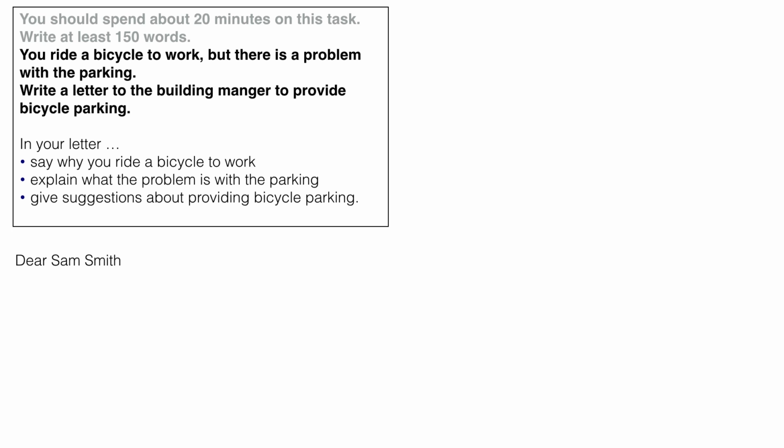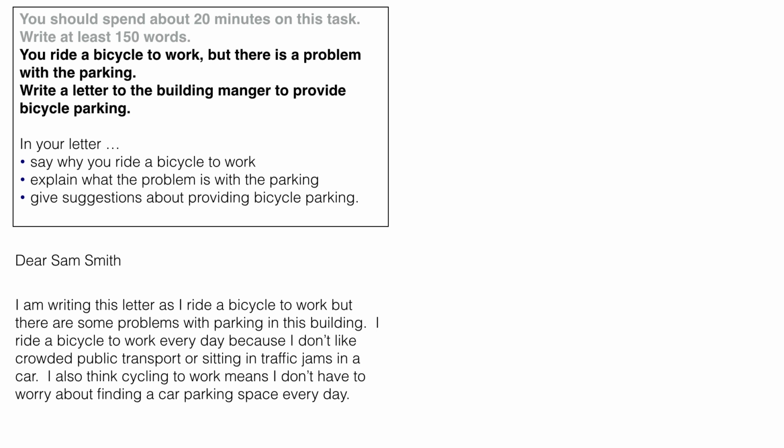Now, our first paragraph needs to address 2 things. It needs to say why you are writing the letter, and it needs to address the first bullet point, which is why you ride a bicycle to work. So we can see in my example here, I start with I am writing this letter, and I use words from the question. As I ride a bicycle to work, but there are some problems with parking, which is mentioned in the question. It's a paraphrase of that. Sentences 2 and 3 in this paragraph focus on why I ride a bicycle to work. It's because I don't like public transport or sitting in traffic jams, and I don't have to worry about parking.